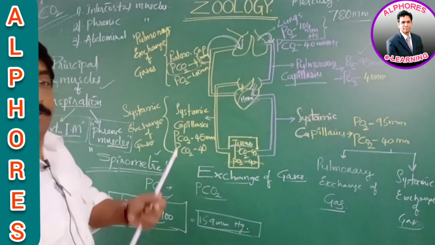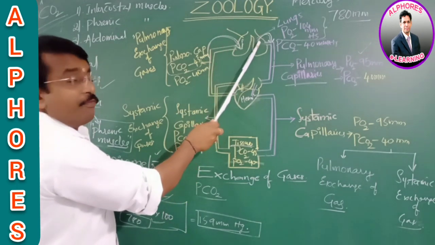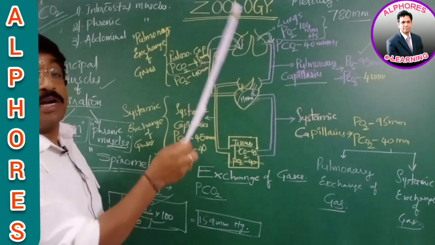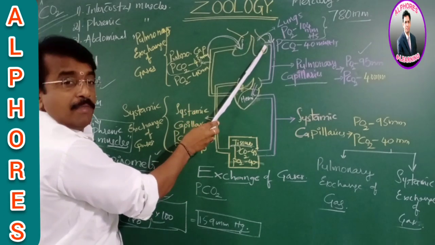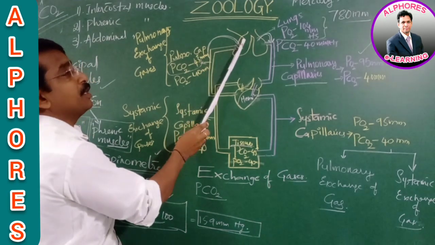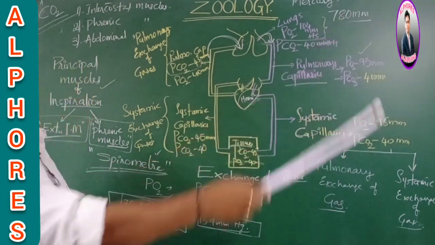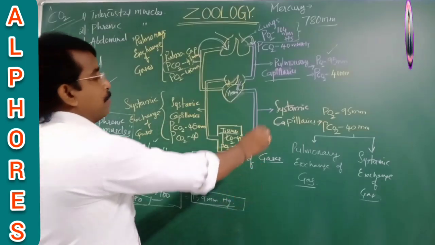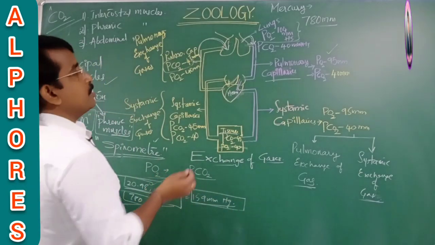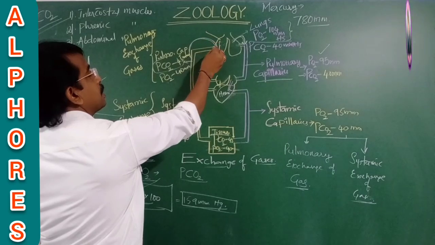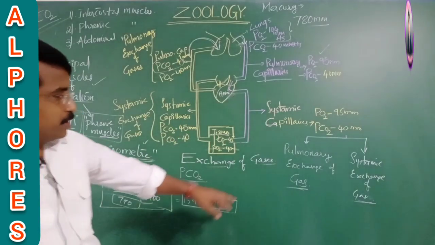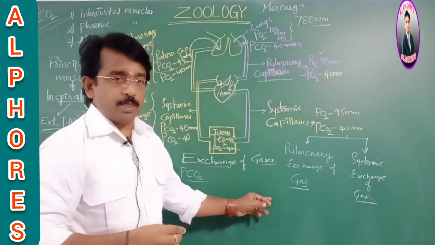So this exchange of gases between the alveoli of lungs and the pulmonary capillaries, the exchange of O2 from lungs into the pulmonary capillaries, and exchange of CO2 from pulmonary capillary into lungs, is a pulmonary exchange of gas. Pulmonary exchange of gases and systemic exchange of gas. The exchange of gases between the lungs and pulmonary capillaries is what we name the pulmonary gas exchange.